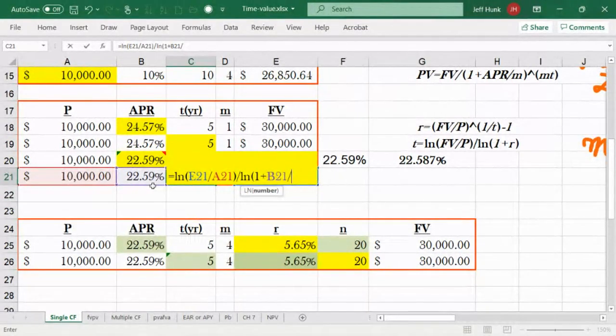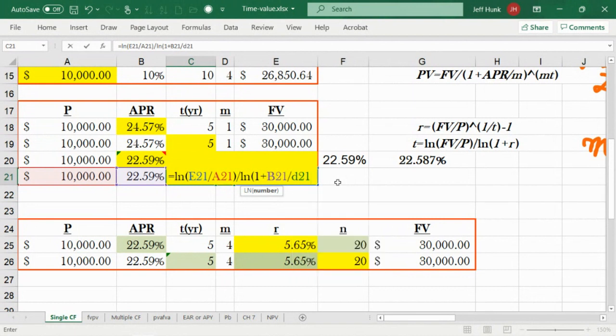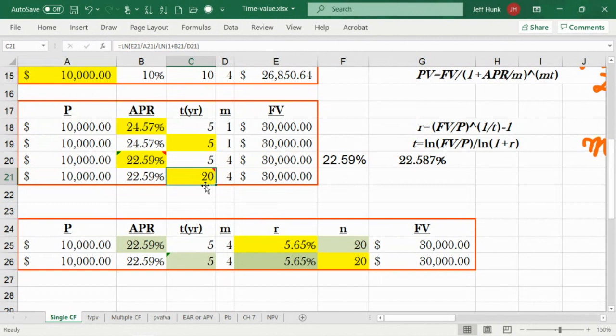You will need to divide it by 4, right? And you don't enter 4 manually. 4 is already given here in column D. It's just covered by this formula. You don't enter it, you just point to where it is. It's D21. You enter D21, right? Then it's a quarterly rate, or the periodic rate. It's going to use 5.65, and if you hit enter, you will see 20 there.